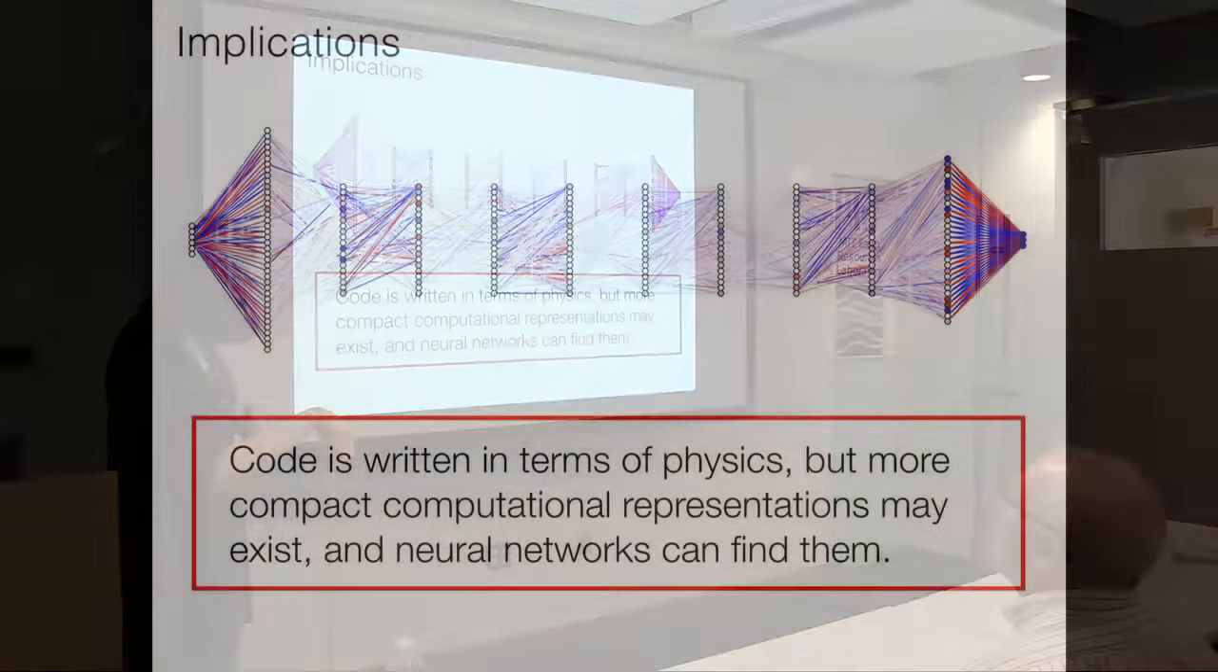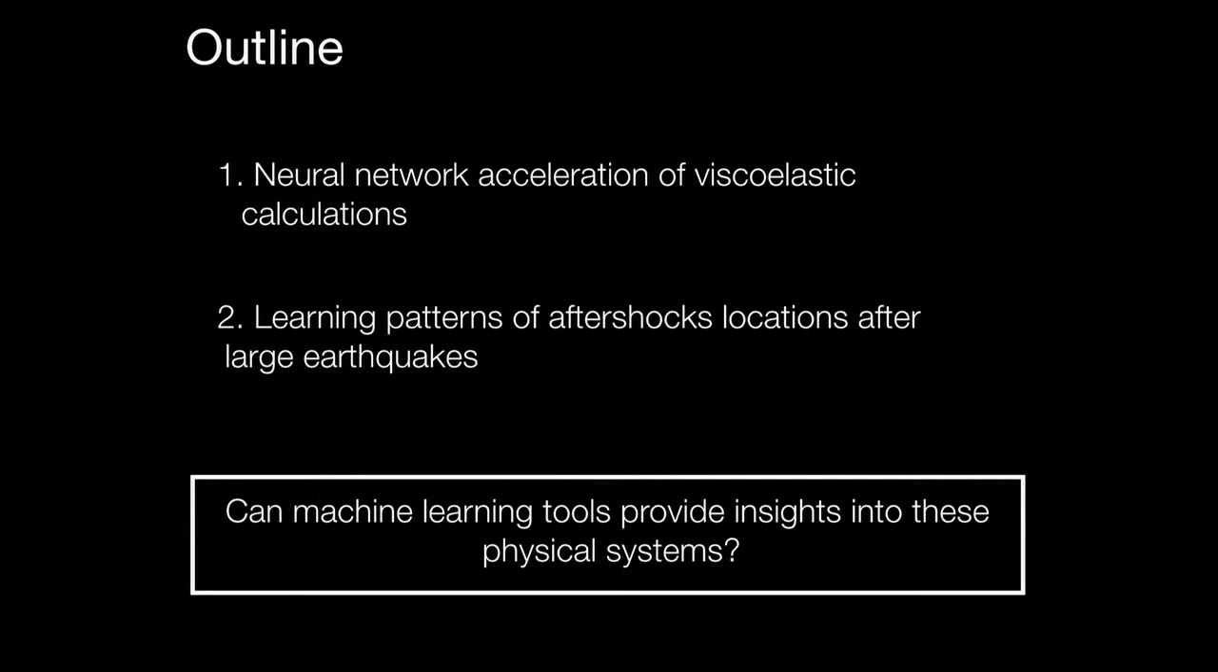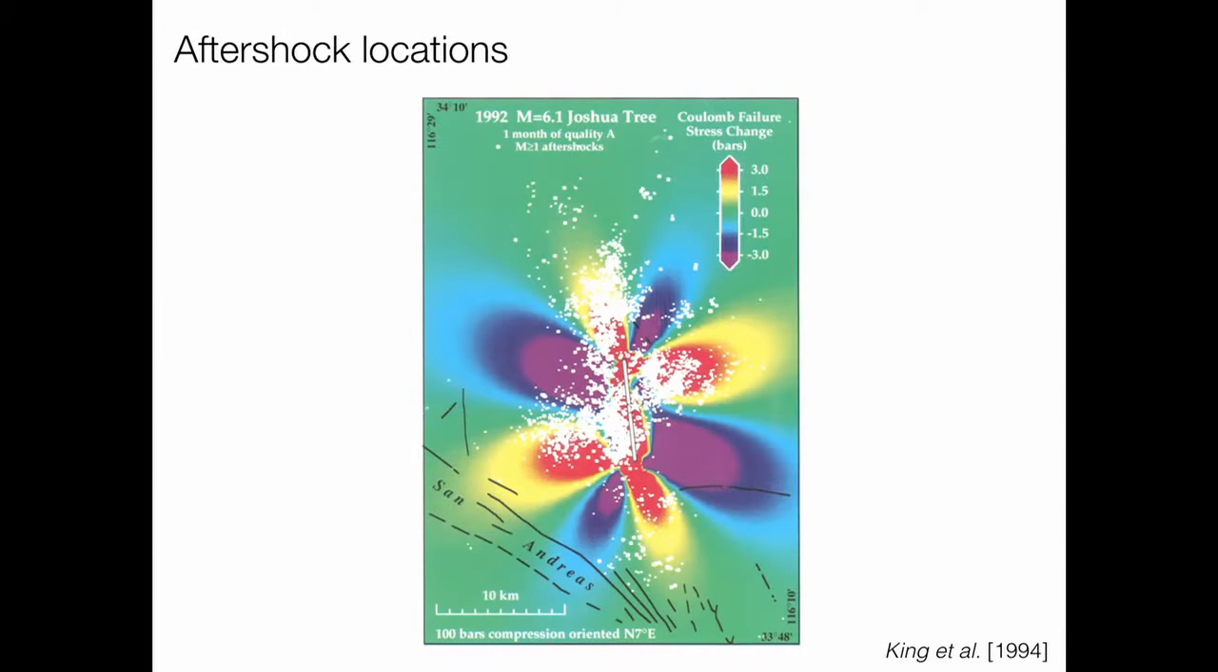Okay, cool. So with that, I'm going to switch gears totally. Well, not totally, and talk about some more recent work that we've been doing that's focused on aftershock location patterns. And I always show this figure from King et al. 1994. This is the Joshua Tree earthquake.